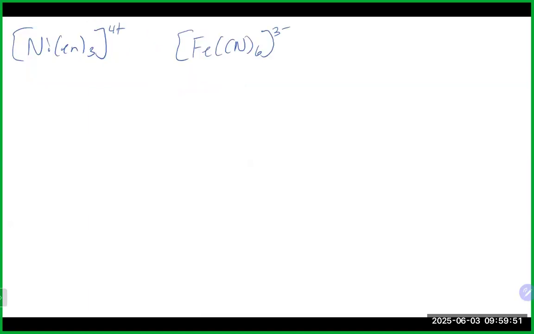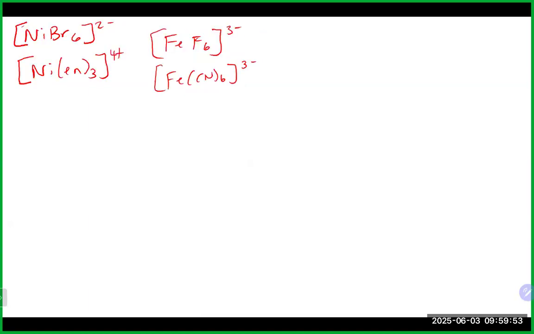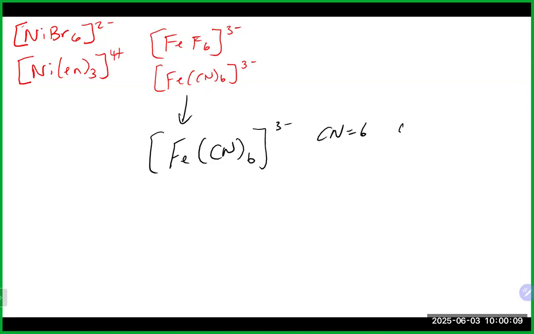We did look at a couple last time, but just to do one more to illustrate what's going on. If we take iron with our 6 cyanides here, the coordination number is 6, which will give us octahedral splitting. Cyanide is -1, there are 6 of them, which gives you -6. The oxidation state here of iron is +3.